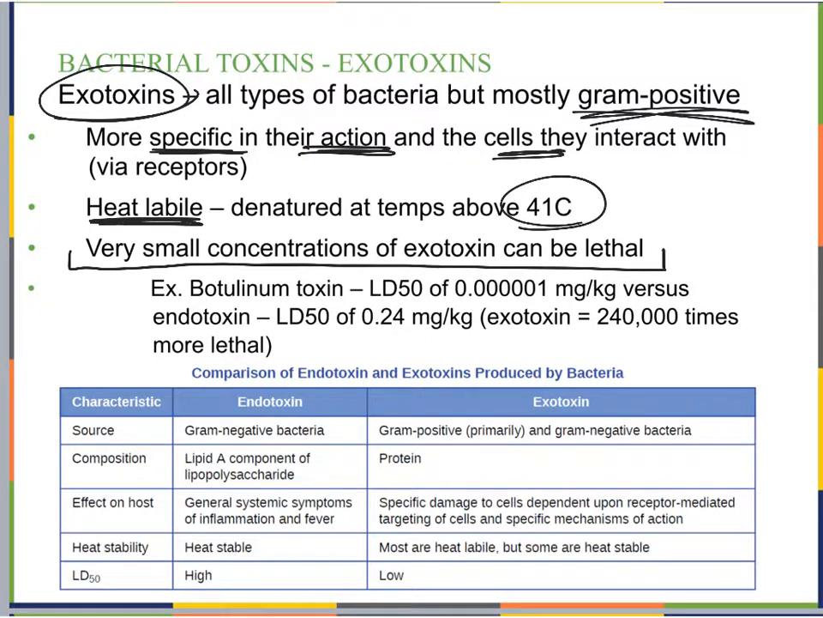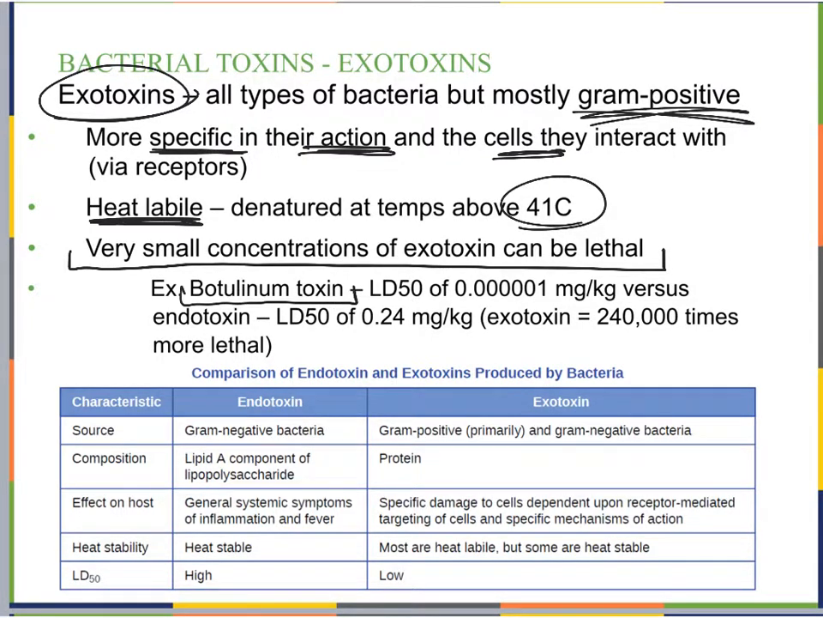So endotoxins, while the lipopolysaccharide can cause organ failure and shock, it has to be at extremely high levels, which does happen, but it has to be at extremely high levels. Low levels can actually help our immune system to fight something off. However, with exotoxins, the very small concentrations can be lethal.